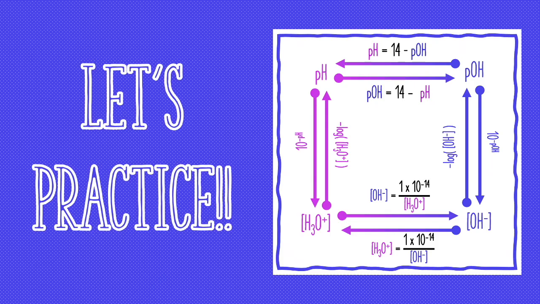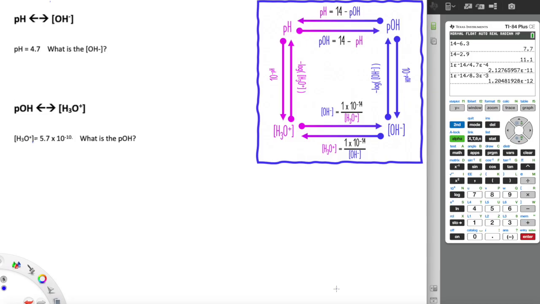So let's go ahead and practice. All right, so let's go ahead and do some examples. These are going to be our more complicated, and by more complicated I just mean two-step equations rather than just single-step equations. So the first example up here, we're given the pH of 4.7, and it wants to know what the hydroxide ion concentration is.